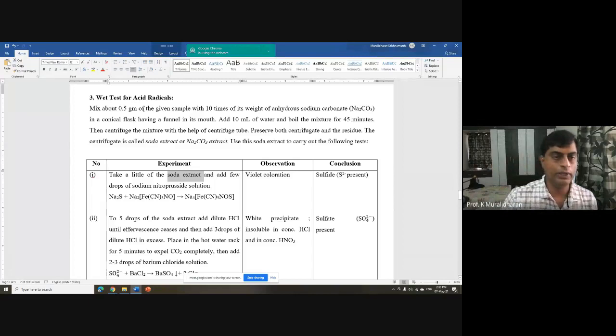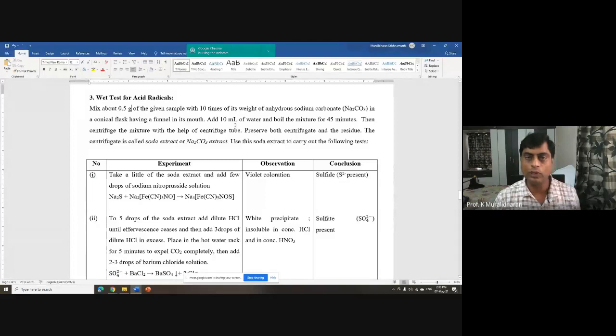If you take too much sample, you are supposed to add too much sodium carbonate also. If you are taking, let us say, 2 gram of sample and add only 2 gram of sodium carbonate, you are not going to extract completely. That will be problematic, right? So you have to be very careful here. And if you have too much excess of sodium carbonate also, it will always answer for sodium carbonate. That is also problematic, right? So you have to be very clear on that one.